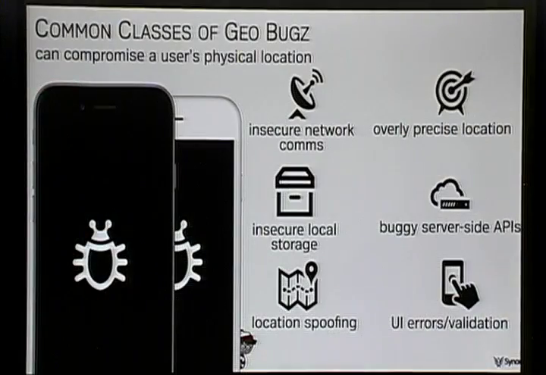All right, so now I'm going to talk about some common classes of geolocation vulnerabilities that may reveal users' locations. And then also talk about how anybody, you guys, us, can find such bugs. I'm going to cover each of these in detail, but we're going to talk about insecure network comms, insecure file storage, spoofing locations, apps that use overly precise geolocation, buggy server-side APIs, which is a big one, and then also UI errors or validation issues.